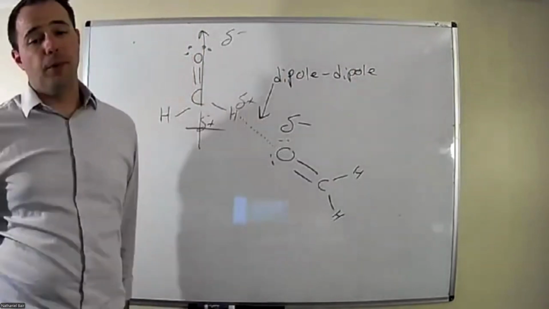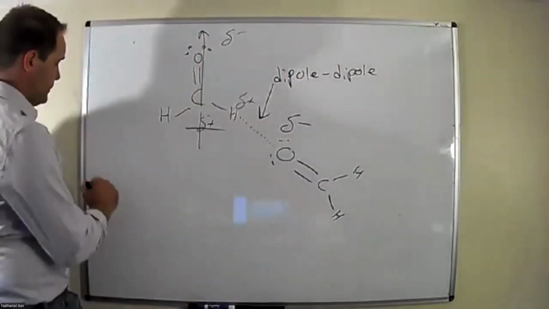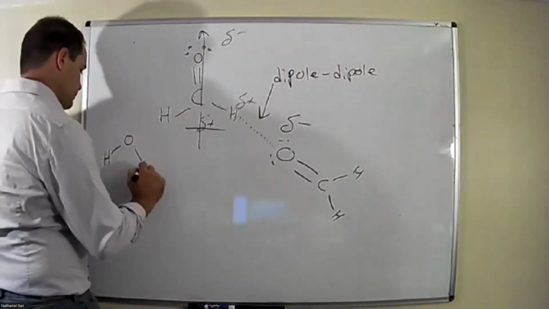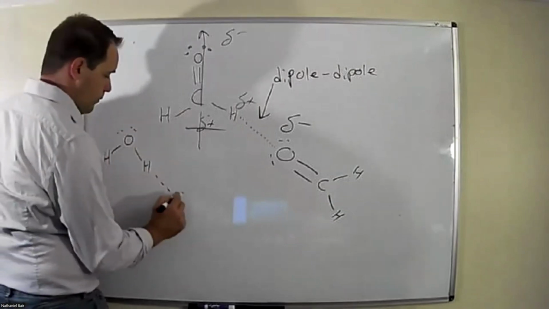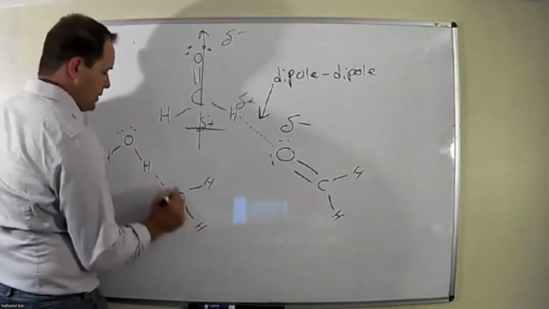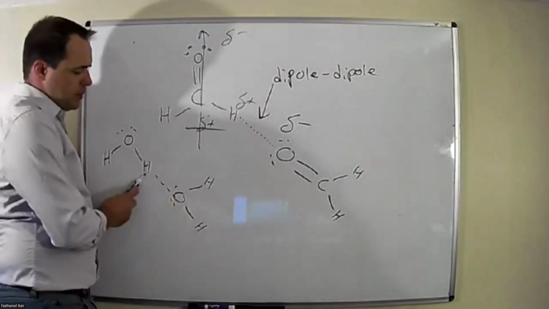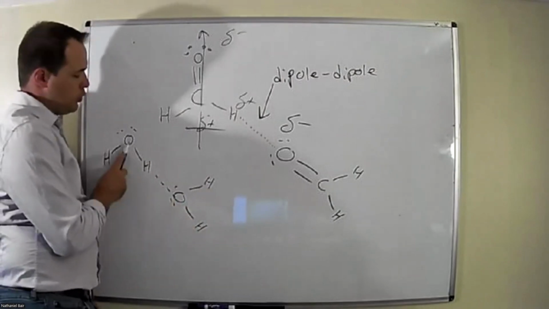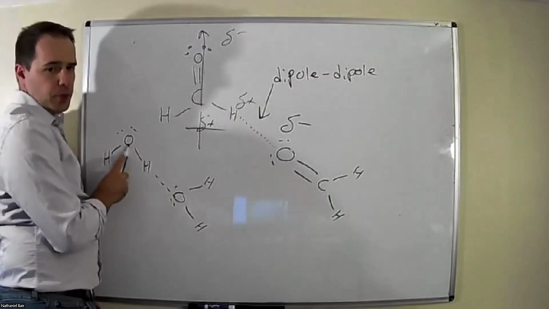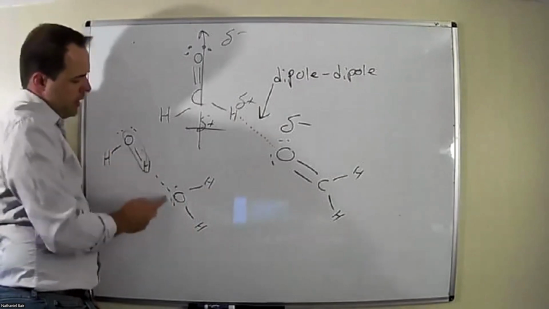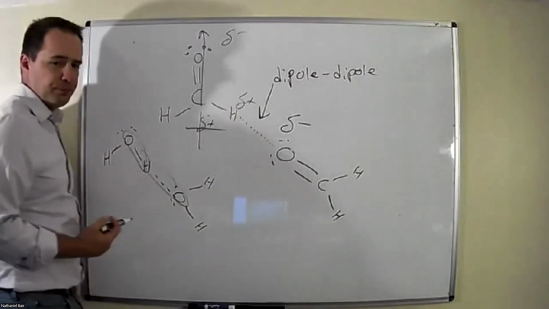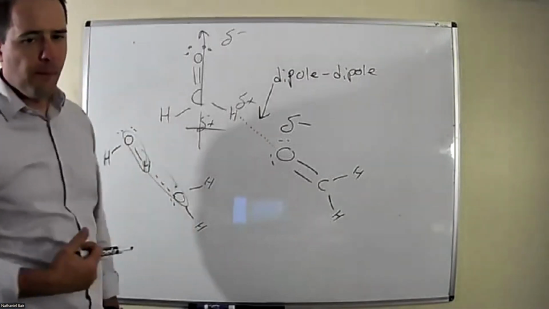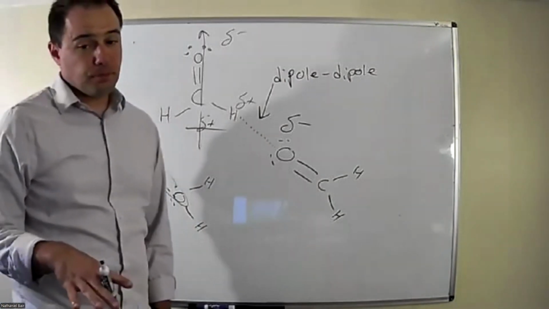It's just a dipole-dipole. Now, if we go back and look at water, see, this checks the boxes. We got a hydrogen intermolecularly interacting with a nitrogen, oxygen, or fluorine, and it's intramolecularly bound to a nitrogen, oxygen, or fluorine. We got an oxygen on that end and an oxygen on that end. Watch out for that.